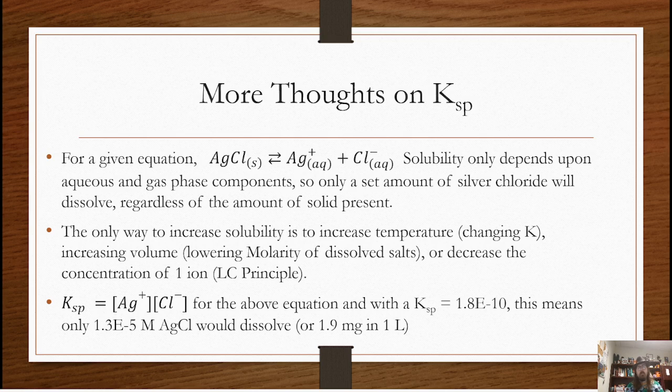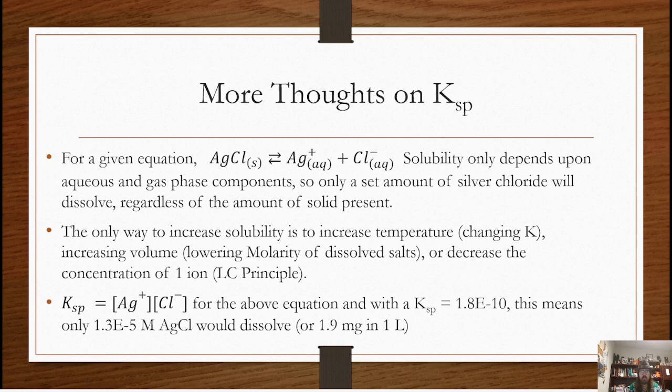Now, for a given equation, the K expression we're looking at is silver chloride dissolving into silver plus and chloride minus. Solubility, remember, only depends on aqueous and gaseous components. So the set amount of silver chloride that will dissolve is set in stone regardless of the amount of solid. It doesn't matter if we have trace amounts or a ton, only so much can possibly dissolve, because we essentially reach a saturated solution rapidly.